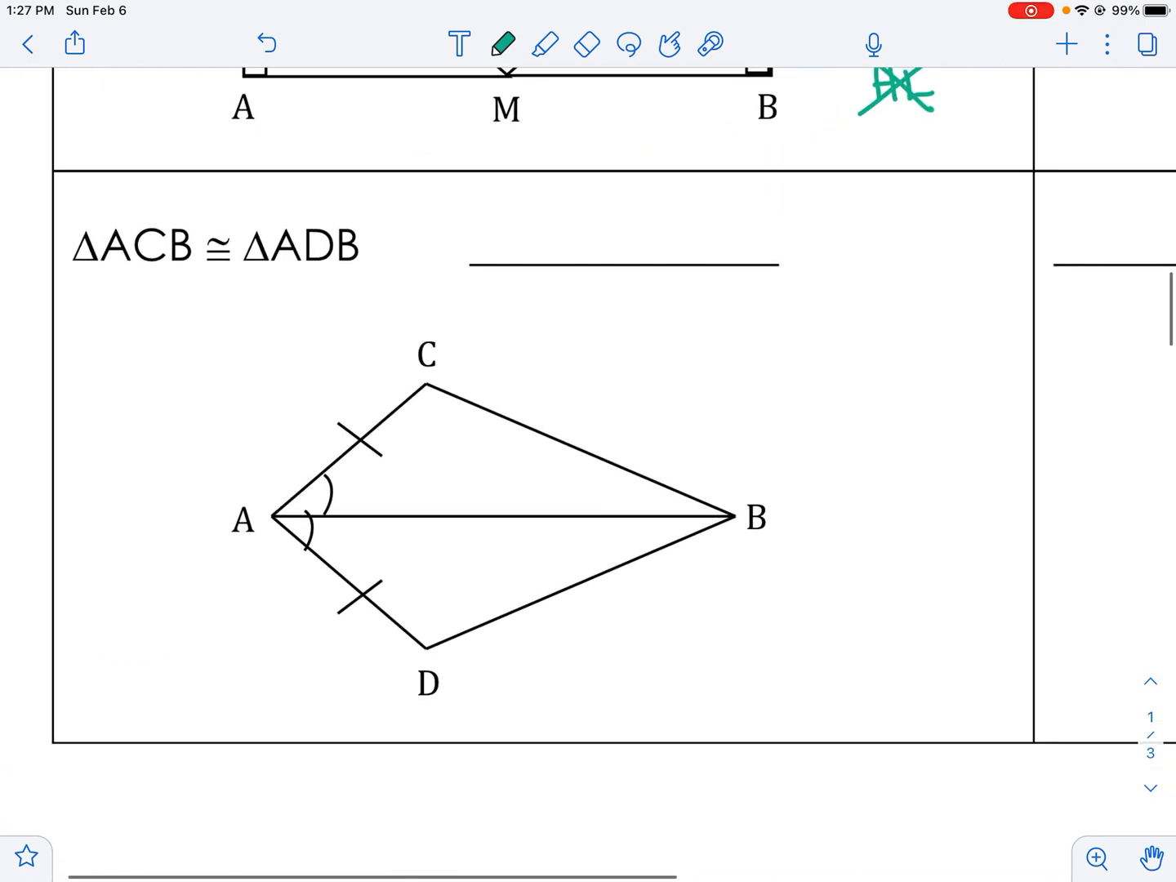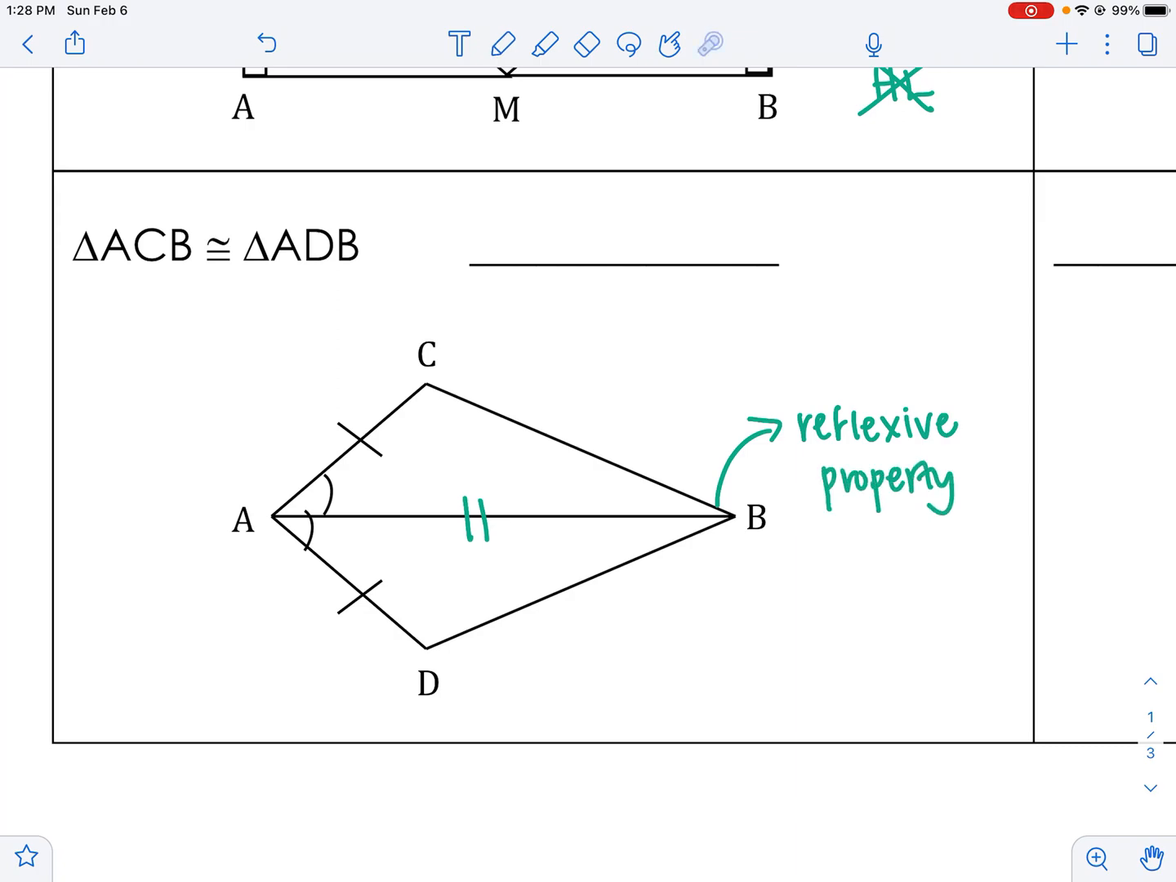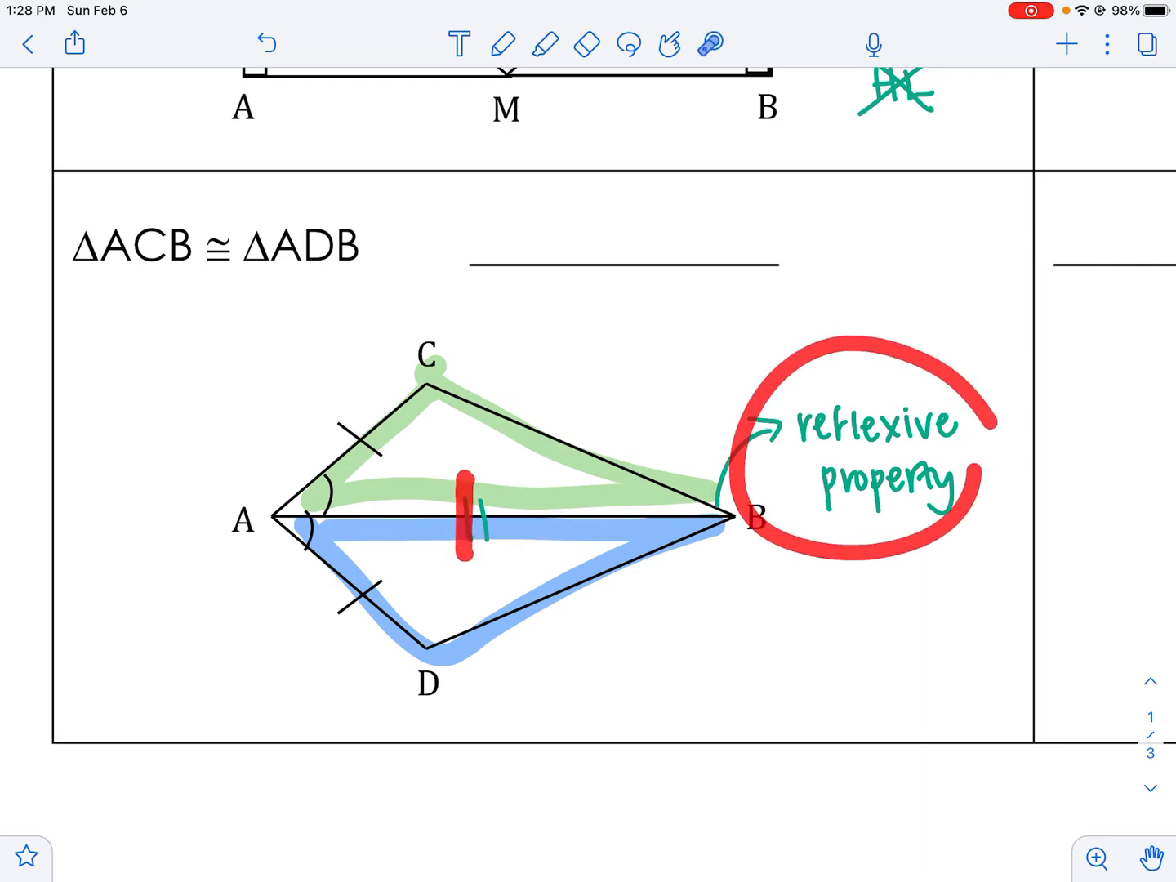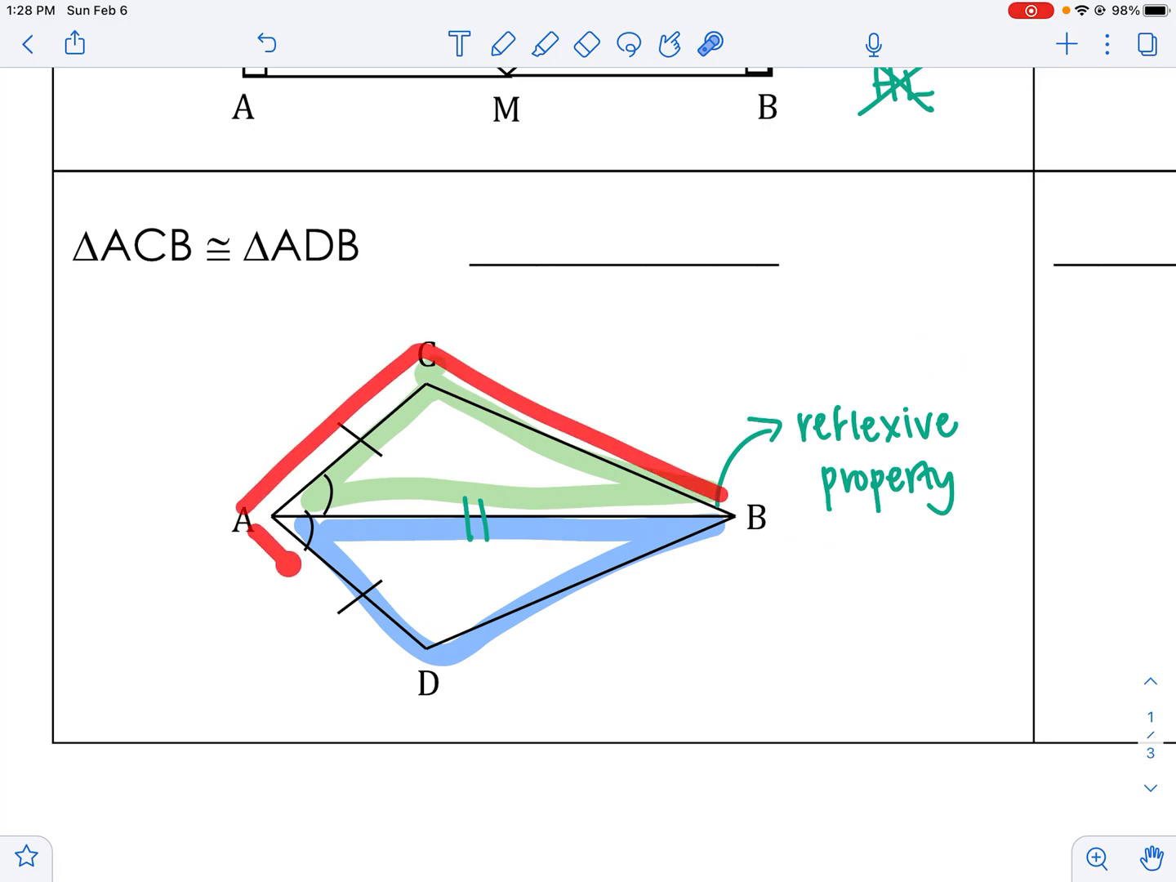So taking a look at this next one, remember to always mark your freebies first. So this right here is a freebie, and think back, there's a property that allows me to add ticks. And that property is, hopefully you said reflexive property, because that's the property that allows us to add ticks right there. AB is the same in both triangles. Whether I'm looking at the top triangle or the bottom triangle, AB is not changing, therefore it's reflexive property. I could put ticks on there. So asking yourself, is ACB congruent to ADC? I have two sides and an angle between, so yes, by side, angle, side, they are congruent.